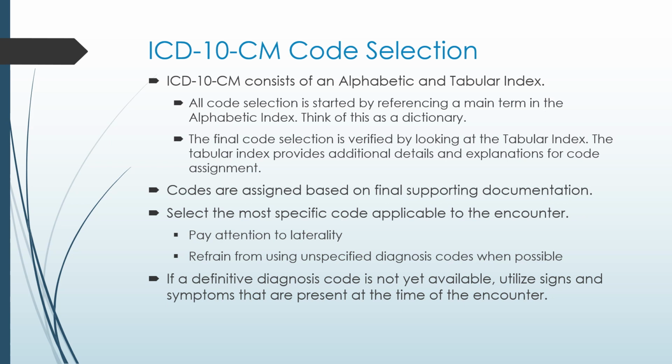If a definitive diagnosis code is not yet available, we will utilize signs and symptoms that are present at the time of the encounter. For example, if a patient is coming into the emergency room with a chief complaint of chest pain, at the initial time that the physician assesses that patient, you're probably going to decide to do various workups such as chest x-rays, labs, EKGs, all sorts of different workup to come up with a final or definitive diagnosis for that patient. So if at the time of the initial visit or the initial consultation, all we know is that it's chest pain and we don't know what is the driving factor of that chest pain, then we'll utilize that sign and symptom and code that as chest pain.